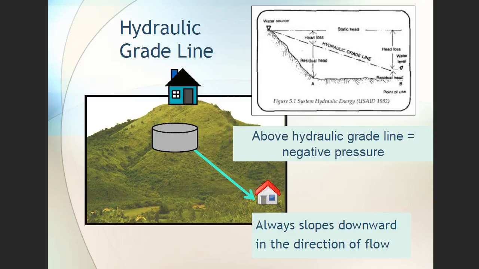Above the hydraulic grade line is negative pressure. In other words, it's going to suck it down with it. It's again those hydraulics. It's always sloped downward in the direction of the flow, and it's a straight line. You can see the cutaway on the upper right, and certainly you see your hydraulic grade line. Point A to point B is what we're talking about.